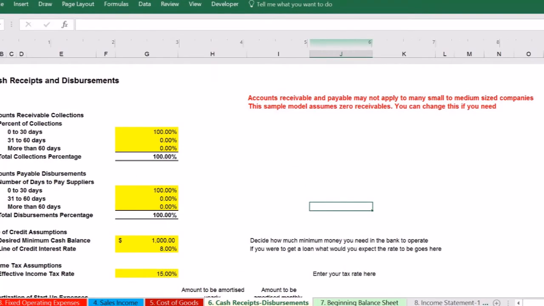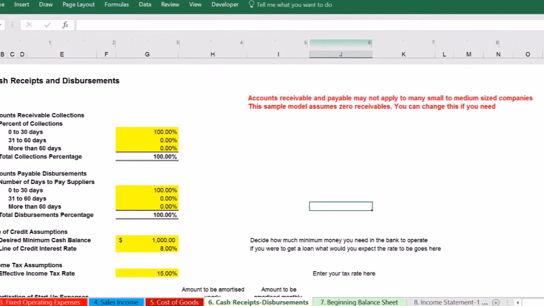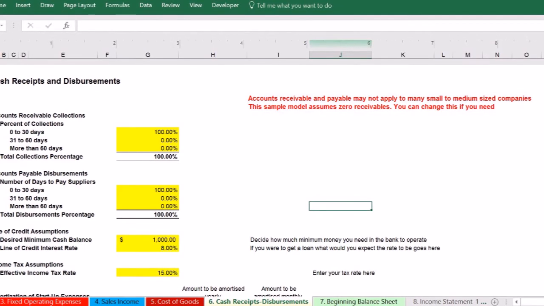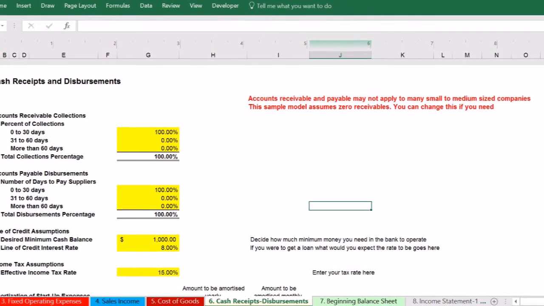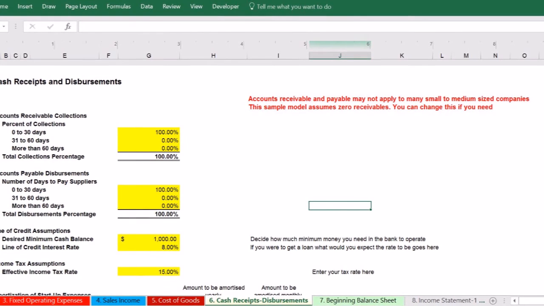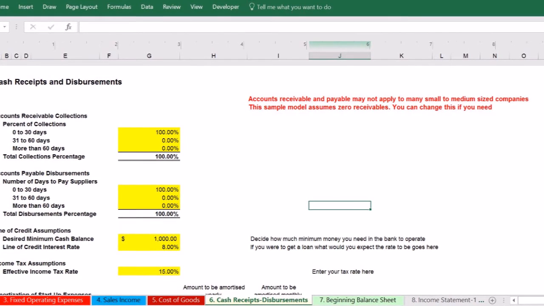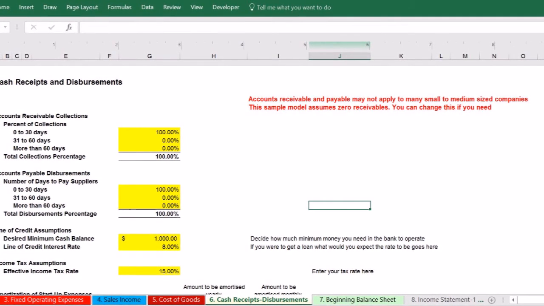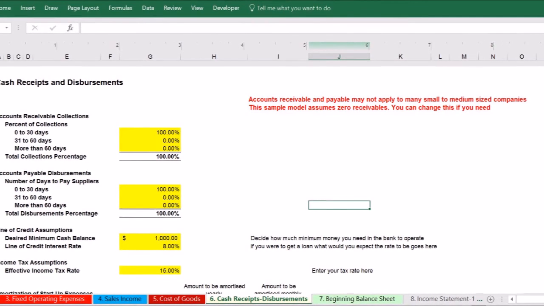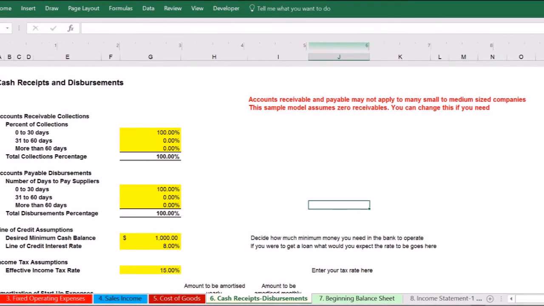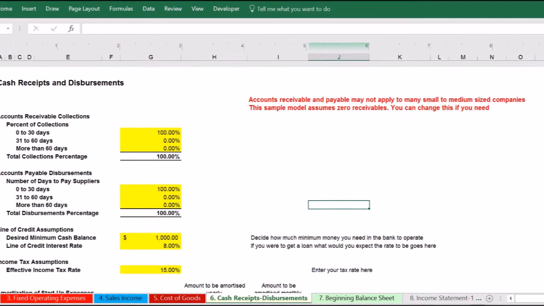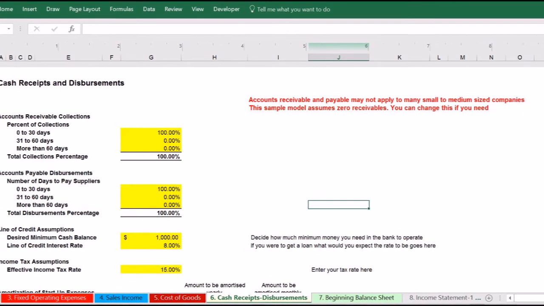Moving to the next tab, we come to cash, receipts, disbursements. Here you will enter any credit terms and estimates that you will be giving to customers or getting from suppliers. In the sample, 0 credit terms are assumed. This may be typical for a food truck operation. If you expect terms by suppliers you buy ingredients from, enter that here.